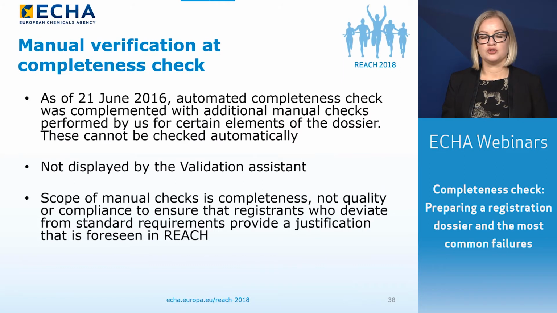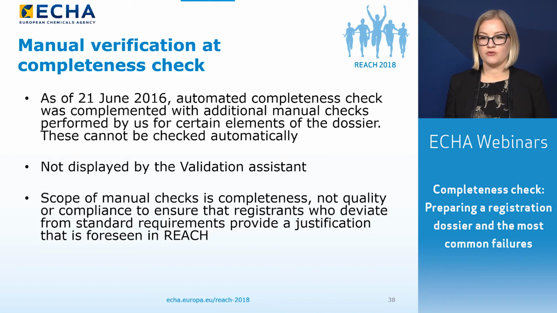As of 21st of June 2016, automated completeness check was complemented with additional manual checks performed by us for certain elements of the dossier. These cannot be checked automatically. The manual failures cannot be displayed by the validation assistant either. The scope of manual checks is completeness, not quality nor compliance, and it is to ensure that registrants who deviate from standard requirements provide a justification that is foreseen in REACH regulation.